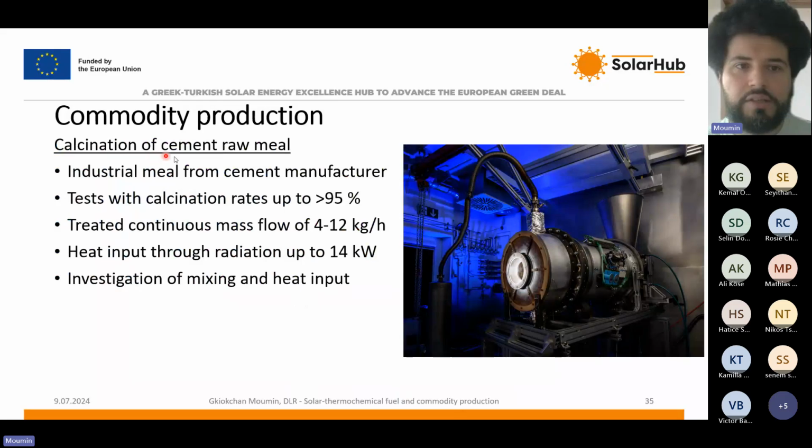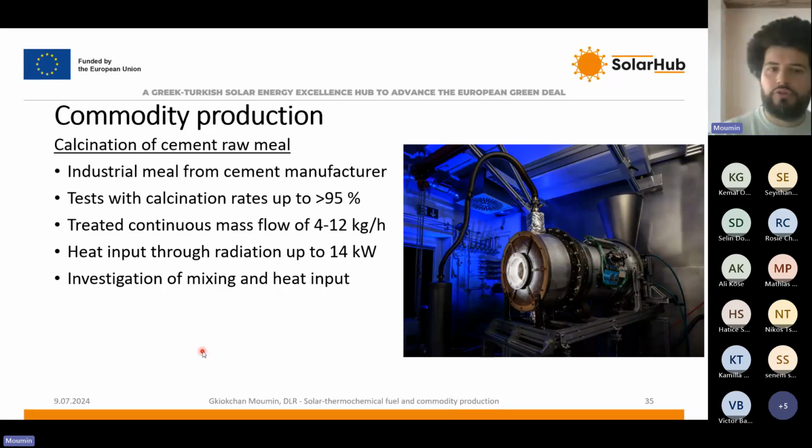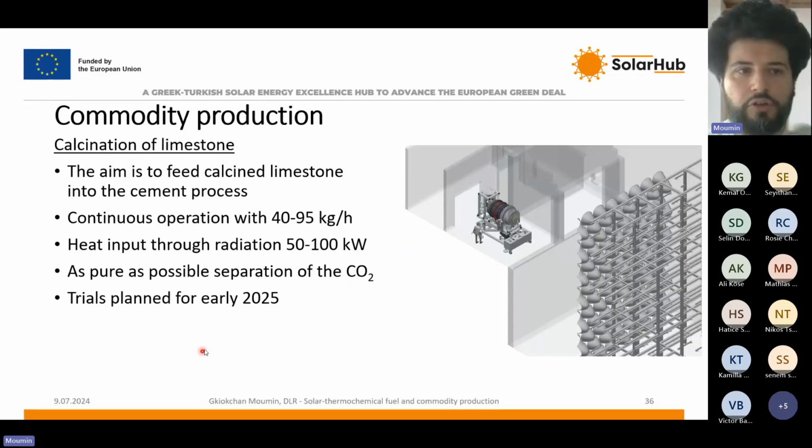What we did there was the calcination of industrial grade cement raw meal, which is a very fine material. We did tests with calcination rates up to 95% or even higher. We had a continuous mass flow of 4 to 12 kilogram per hour, which is still, of course, low compared to a cement plant, but showing the feasibility of this technology. Heat input through radiation was 14 kilowatt. We also did investigations of mixing and heat input, and we are now pursuing this research in a current project.